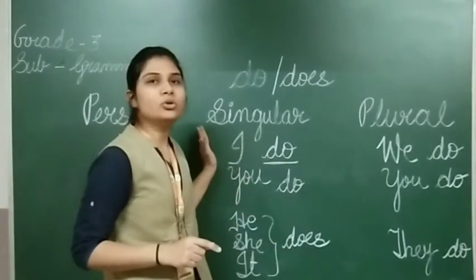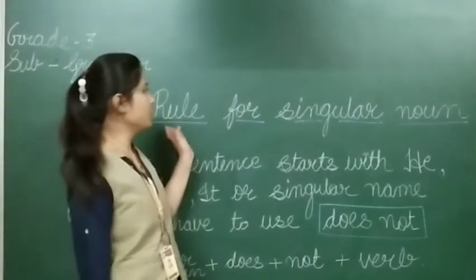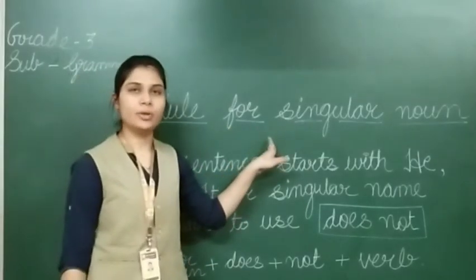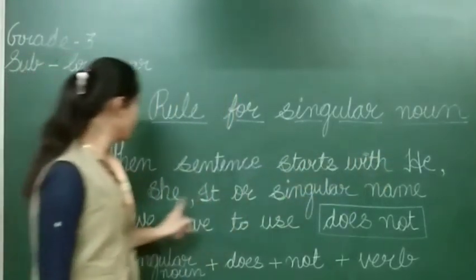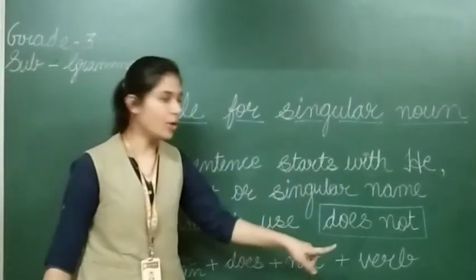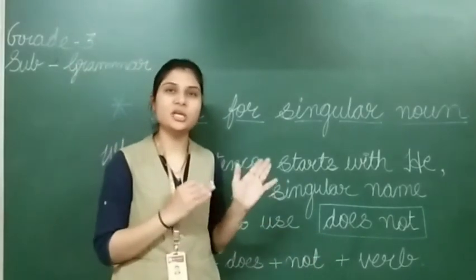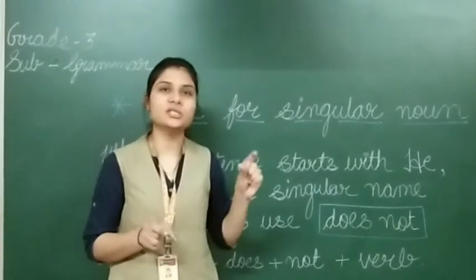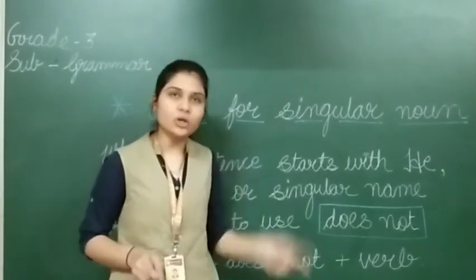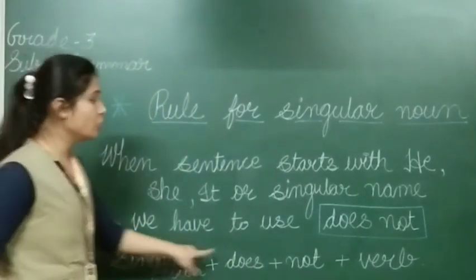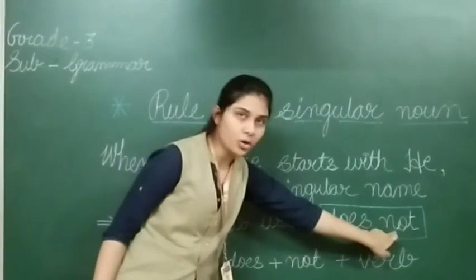For that I am going to show you the structure. See, now this is the rule for singular noun. It means when the sentence starts with he, she, it or a singular noun. Singular noun means जब हमारा sentence he, she, it या singular name, पर्टिकुलर किसी चीज के लिए name mention किया है, optional. At that time we have to use does not.